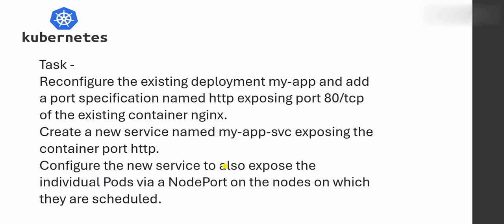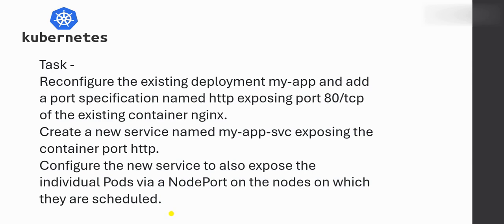And in today's video, we are going to learn how to expose the deployment by creating a new service. So in today's question, we have to reconfigure the existing deployment my-app, and we need to add a port specification named HTTP, which will expose port 80 TCP of the existing container Nginx.